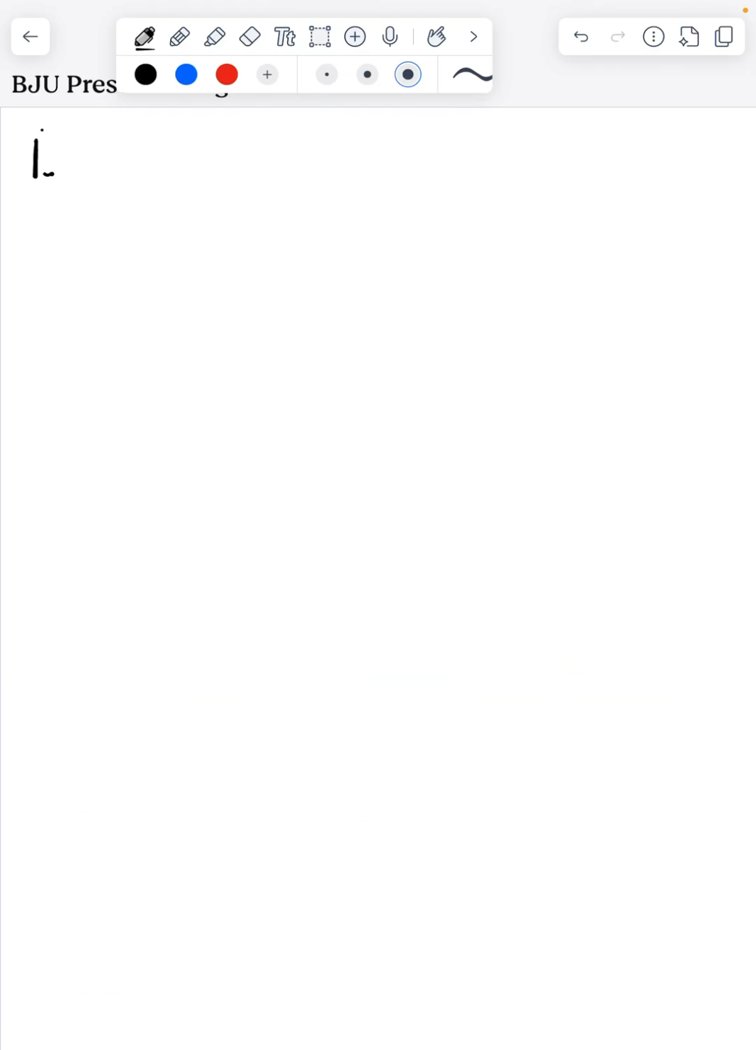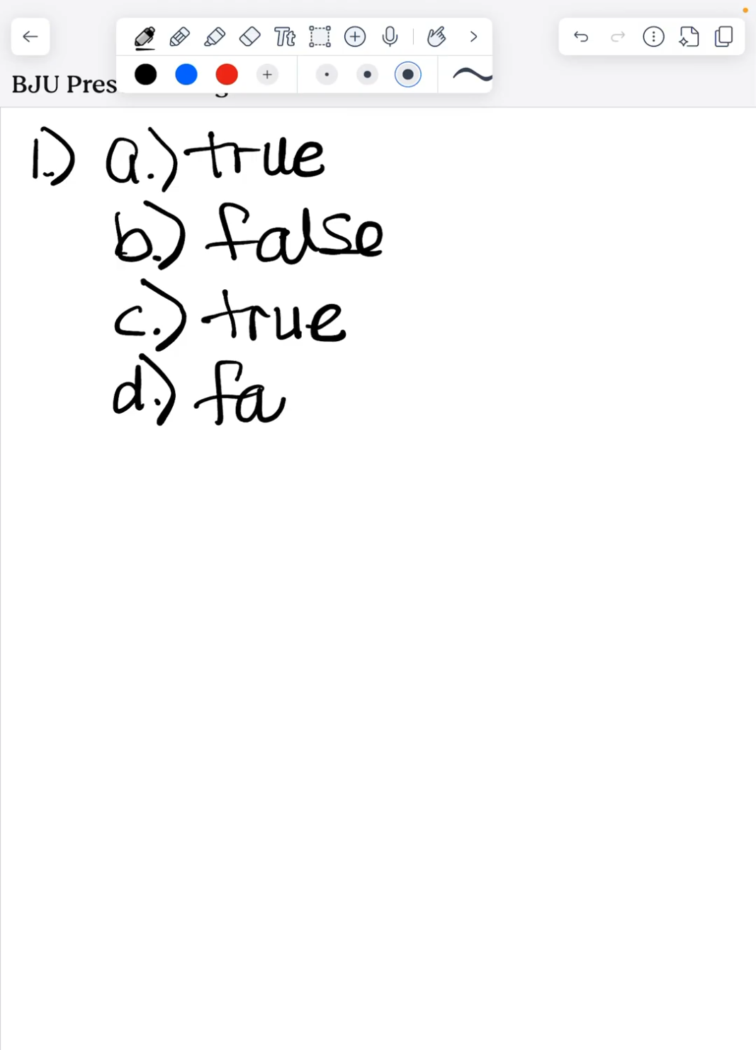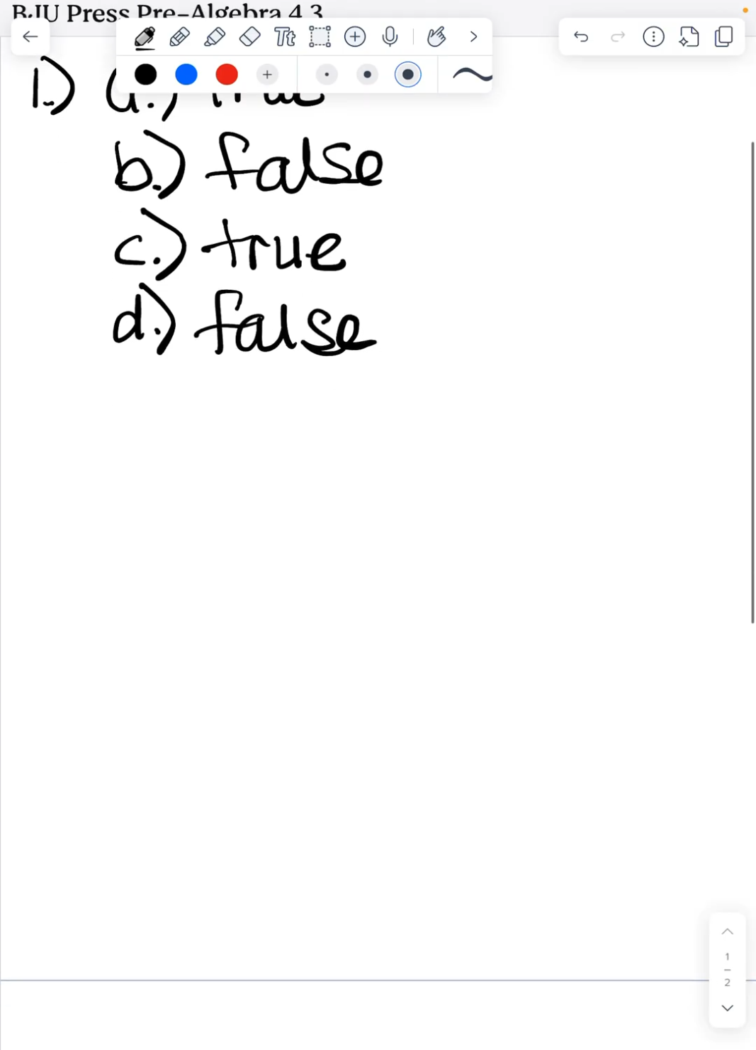Number 1. Determine whether each statement is true or false. A, 20 is a multiple of 4. True. B, 42 is a factor of 7. That's false. 42 is a multiple of 7. Letter C, 6 is a factor of 48. That's true. And letter D, 9 is a multiple of 45. That's false. 9 is a factor of 45.